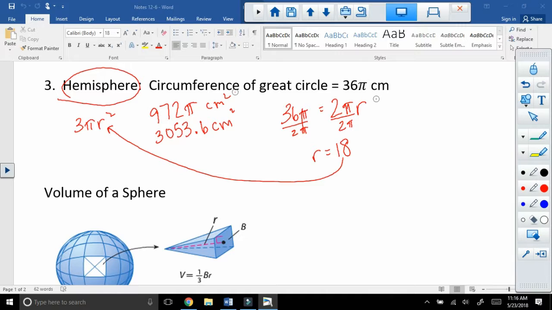Questions so far? Little circle review as we get into surface area.